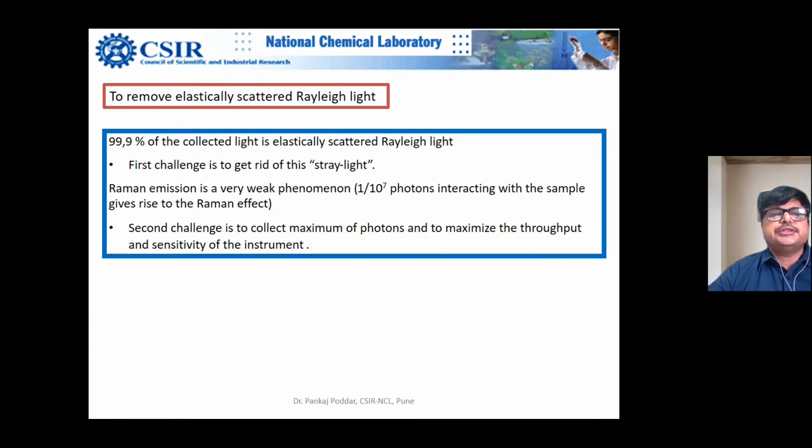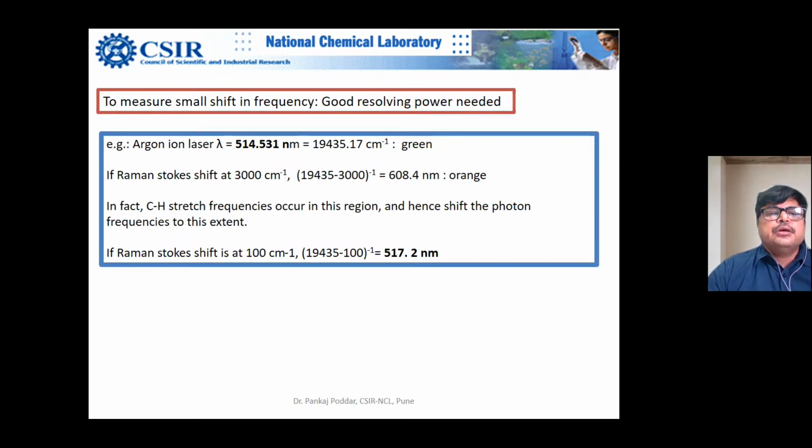It's a big challenge actually to remove elastically scattered light, because 99.9% of the collected light is essentially elastically scattered light. It is actually stray light you would like to remove, which we have already discussed: 1 out of 10 million photons is Raman scattered. Now the second challenge is you need a very good resolving power.